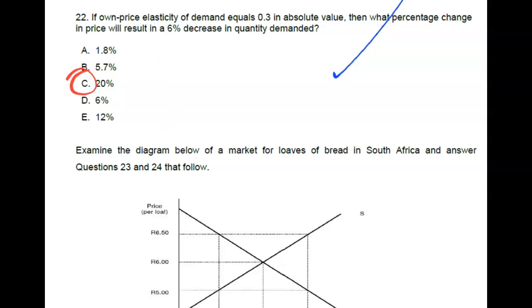Okay, so if the own price elasticity equals 0.3 in absolute value, absolute value just means the positive. Price will result in 6. You know 6% quantity. So I told you, quantity over price, just put 6. The reason why we're not putting percentages is that it cancels out at the end of the day, so we don't need to do it. Now to work this out, you solve for X, you will get 20%.